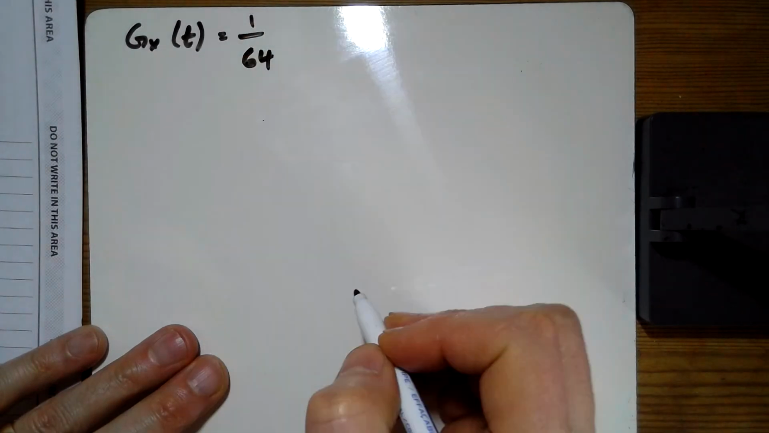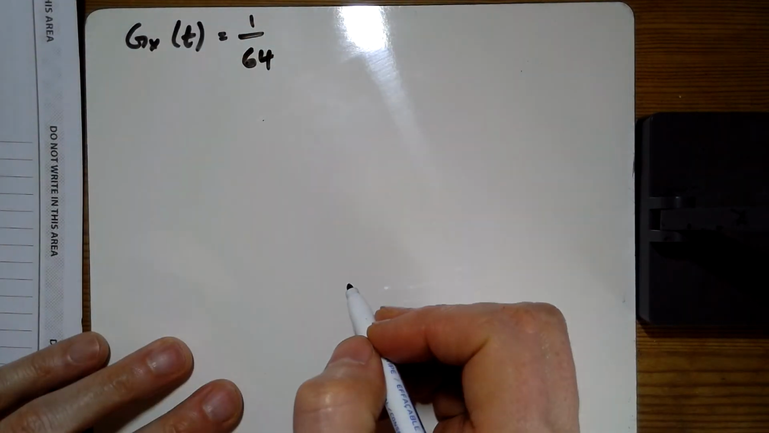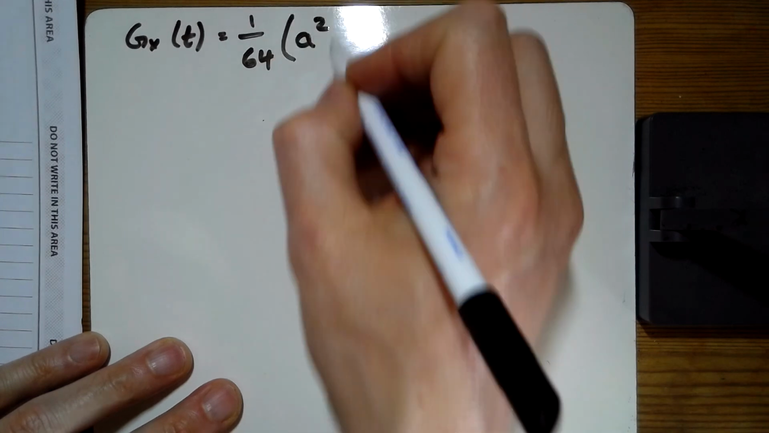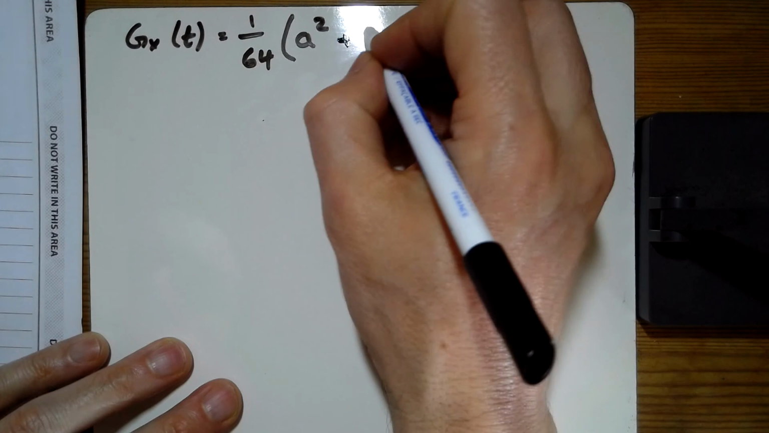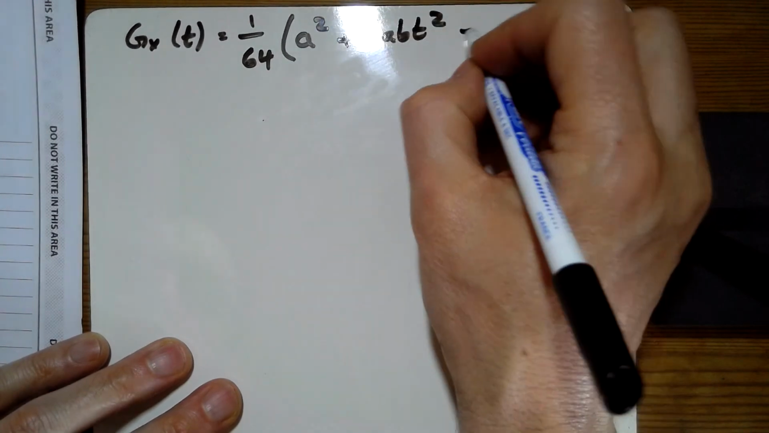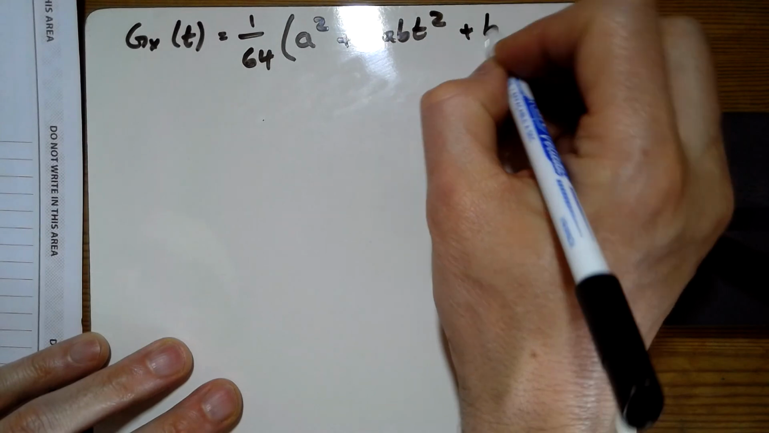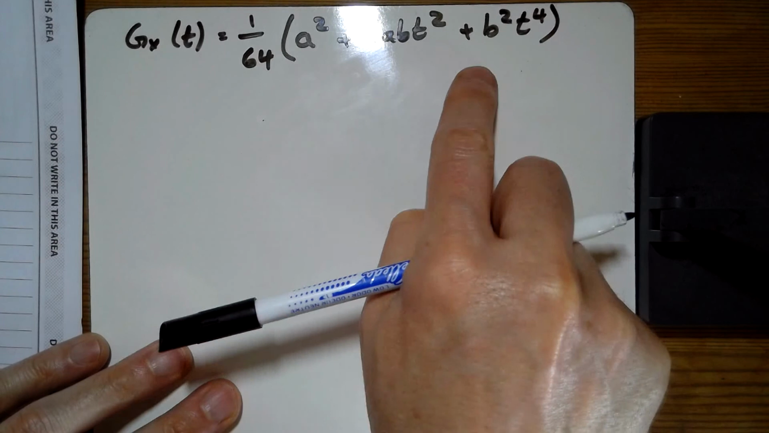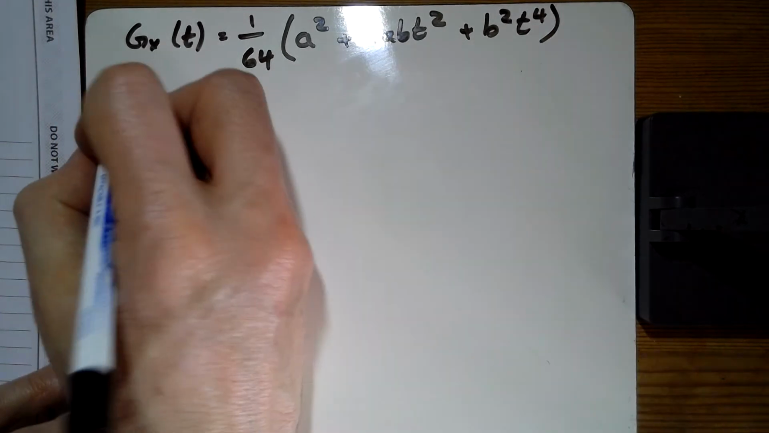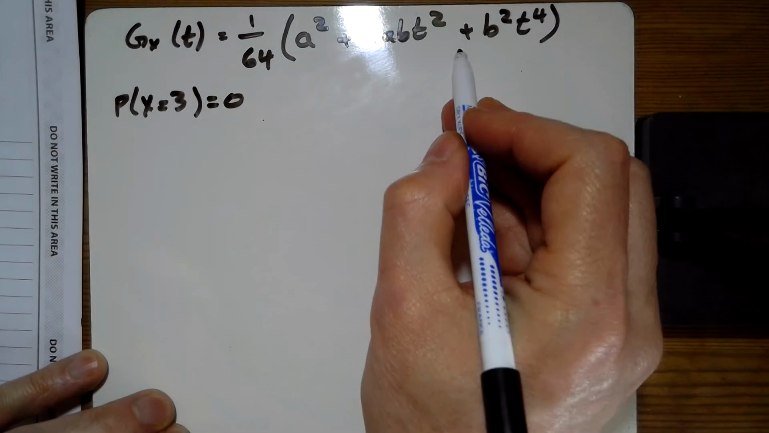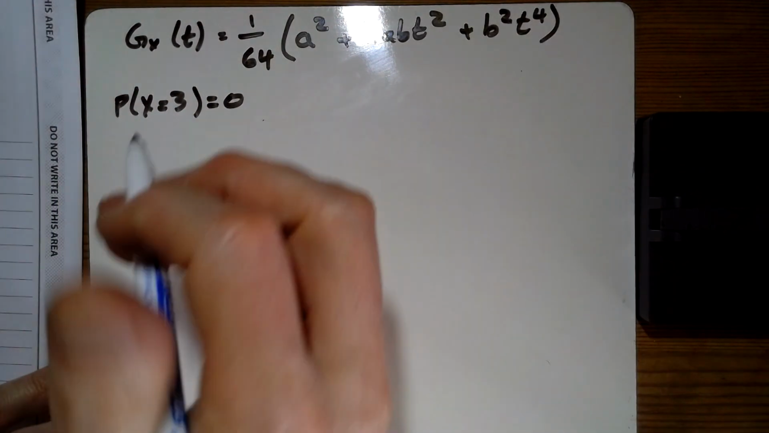So we've got this generating function for question 6. It's 1 over 64. And so we're going to have an a squared here, and then we're going to have 2ab t squared, and then we're going to have b squared t to the 4 at the end there. And as we multiply that all out, we can see that the probability that x is equal to 3 is going to be 0 because there's no t cubed there at all. So that's part A.